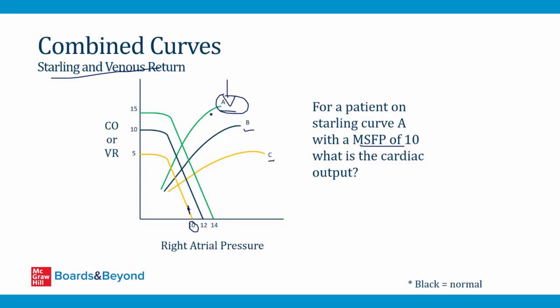Well, if we look at where the green Starling curve and the yellow venous return curve intersect, that's right here. So that would be associated with a cardiac output a little less than 5, probably around 4 or so. So be aware that on your board exams, you may see questions like this where you're given specific numbers along the x-axis and the y-axis, and you're asked to determine the cardiac output. It's simply a matter of picking the numbers off the graph. And that concludes our module on Starling curves.